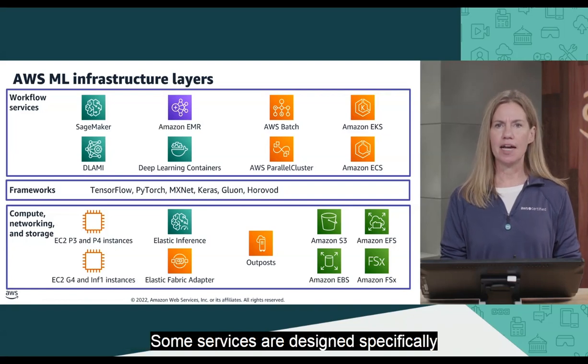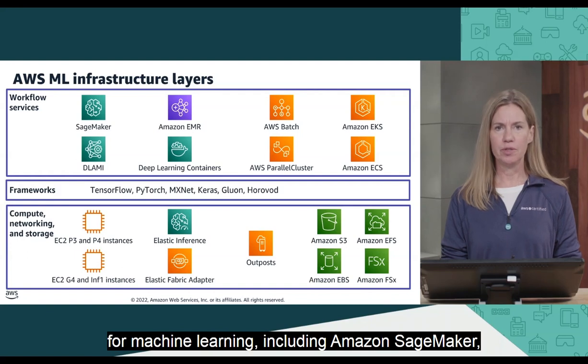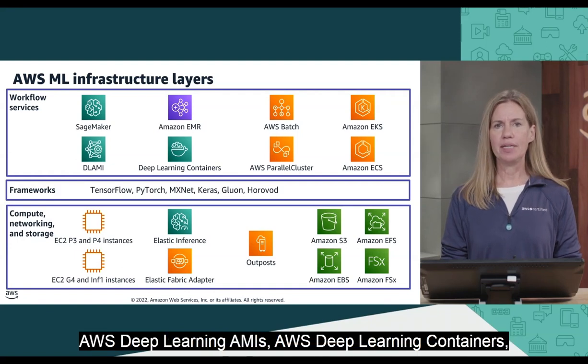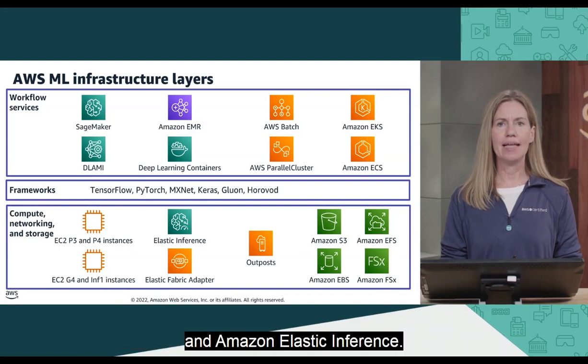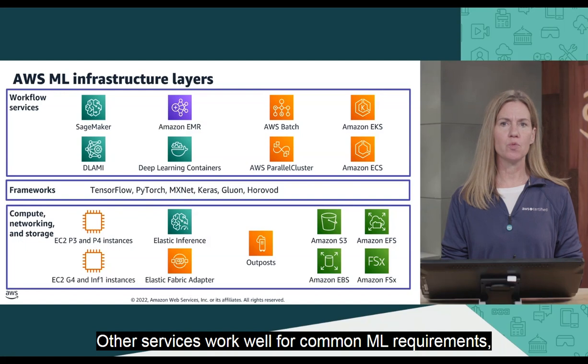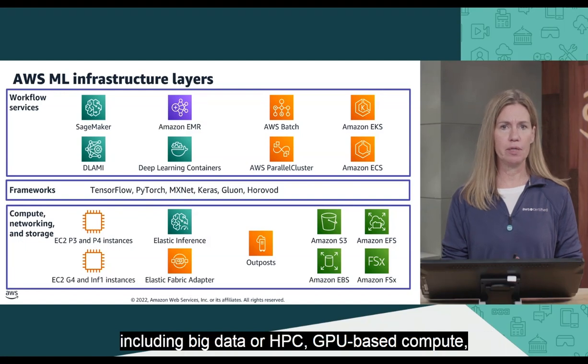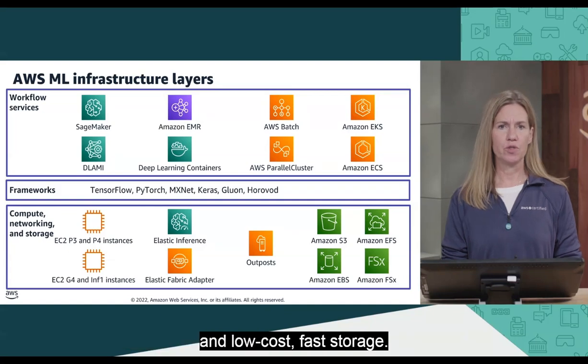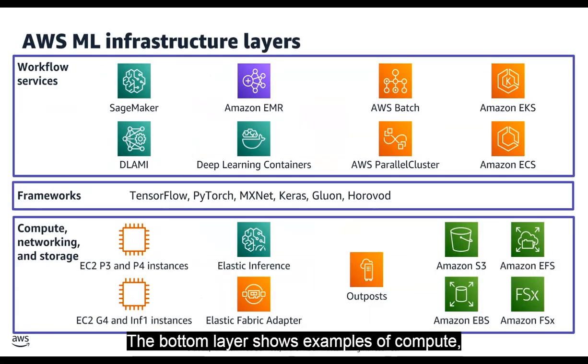Some services are designed specifically for machine learning, including Amazon SageMaker, AWS Deep Learning AMIs, AWS Deep Learning Containers, and Amazon Elastic Inference. Other services work well for common ML requirements, including big data or HPC, GPU-based compute, and low-cost fast storage. The bottom layer shows examples of compute, networking, and storage services that make up the foundational blocks of ML infrastructure. If you choose to build and manage your own infrastructure, these are the types of services that you would use to host your ML infrastructure.